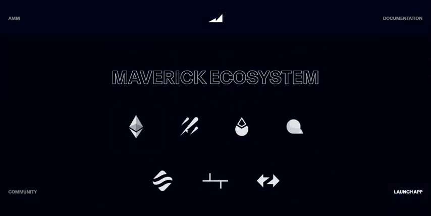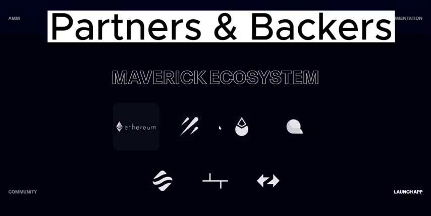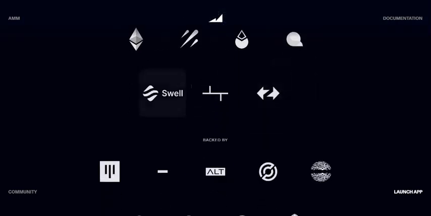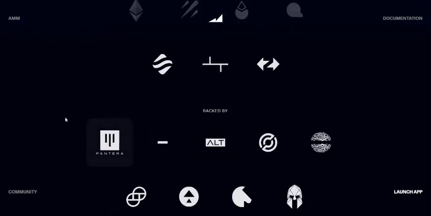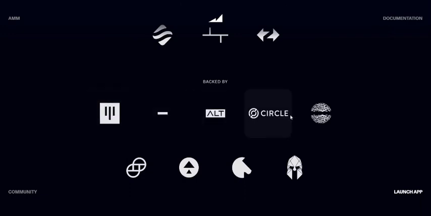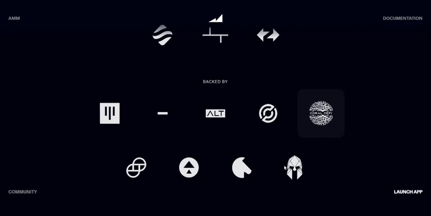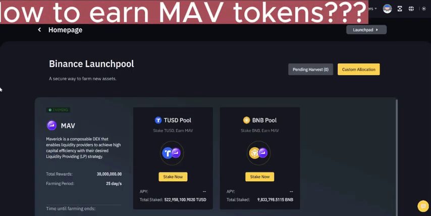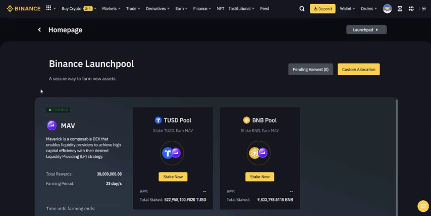It is actually really evident that many people are interested in what Maverick is building. You can check their ecosystem. They have very big names like Lido protocols and Ethereum and Liquidity, etc. in their ecosystem. But more than that, they are backed by Pantera Capital, Jump Capital, Autonomy, Circle, Coral DeFi, Shima Capital, Spartan, etc. Now let's come back to the part where we learn about how to stake your BNB or TUSD and start farming MAV tokens.